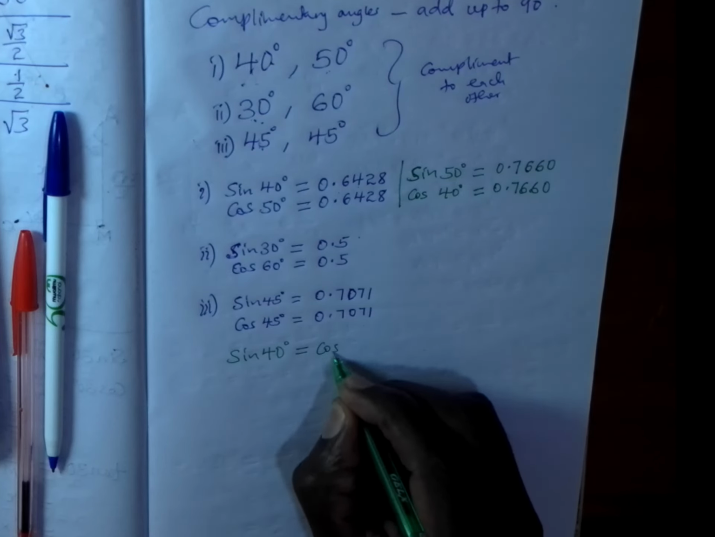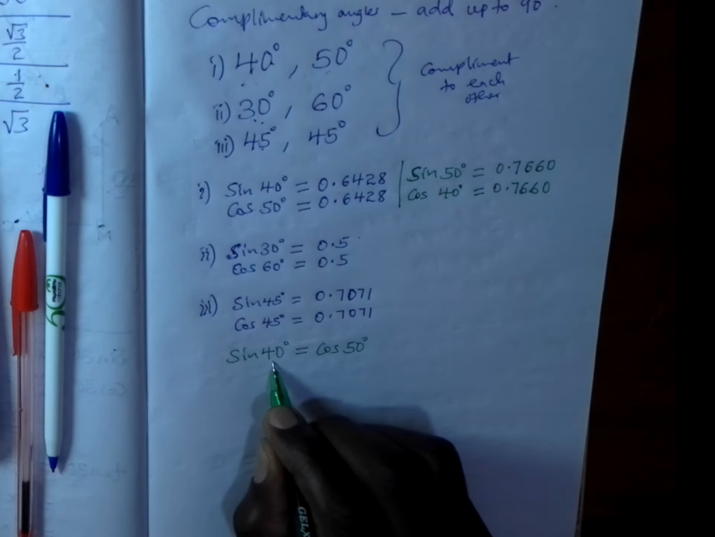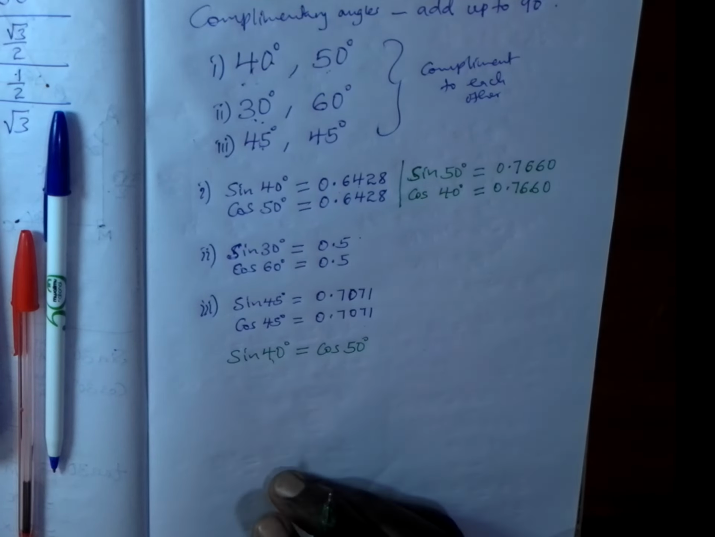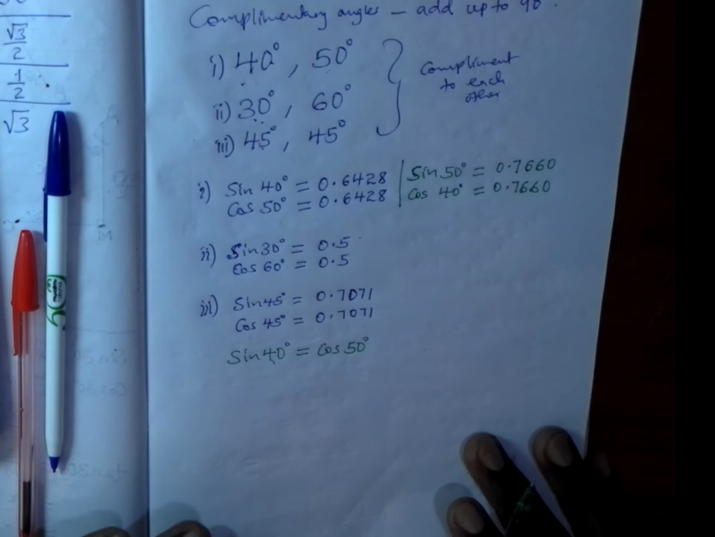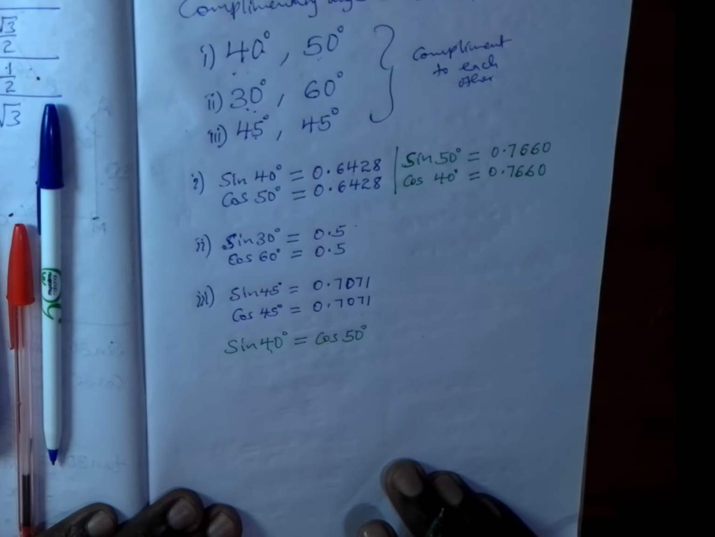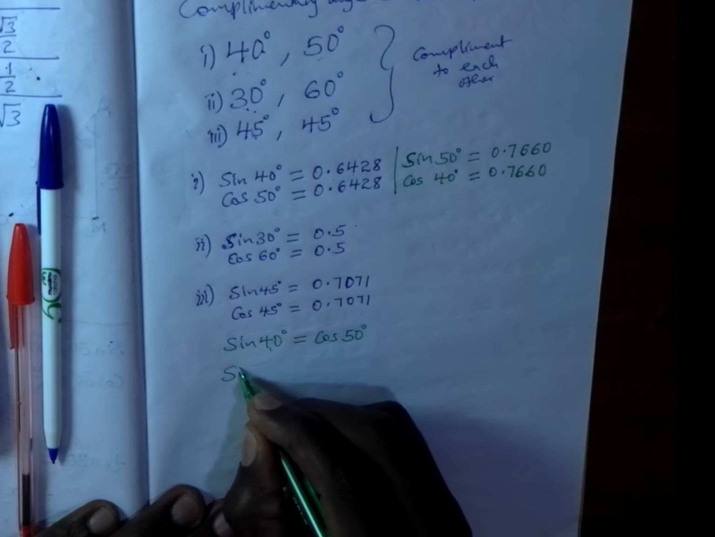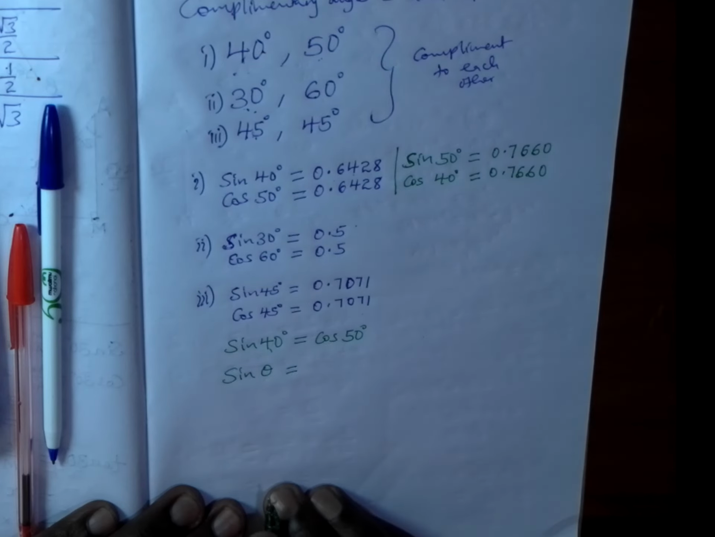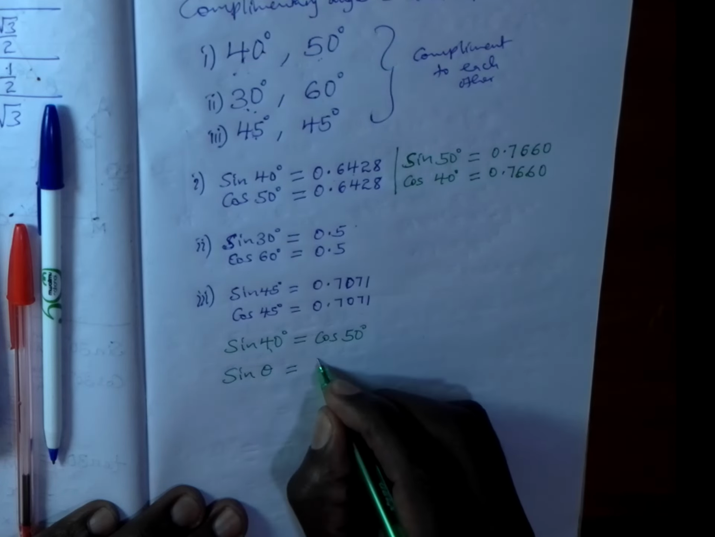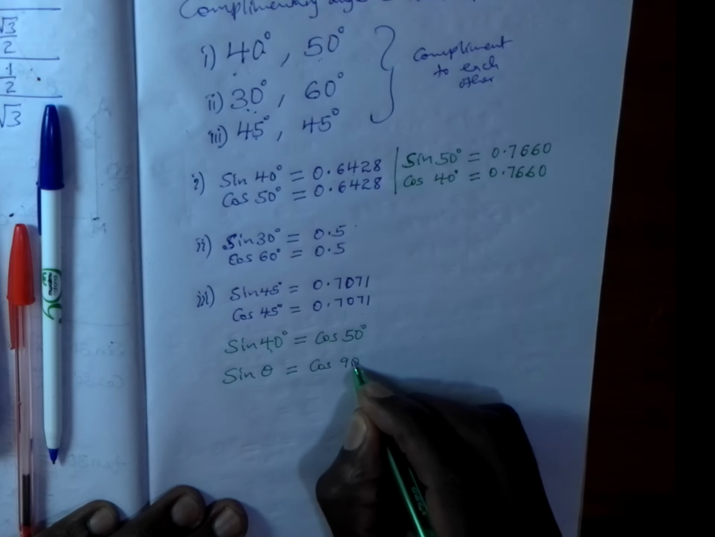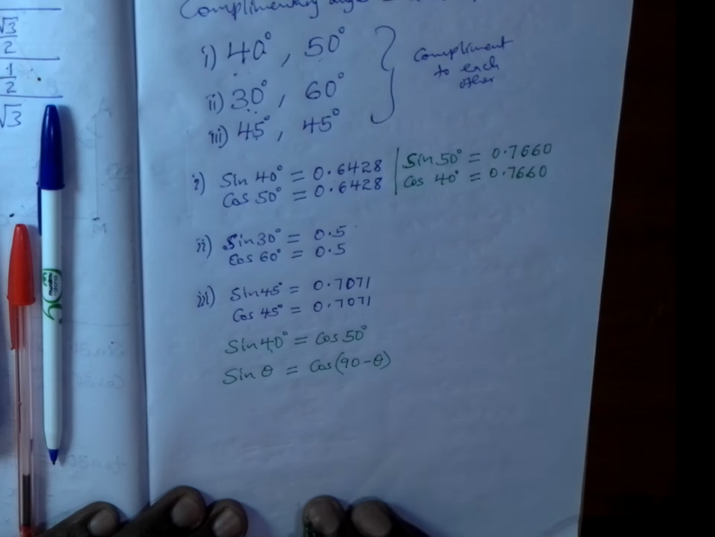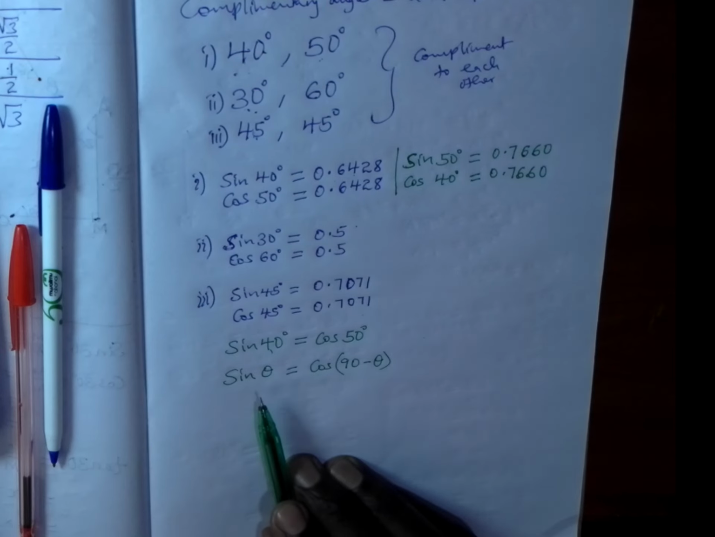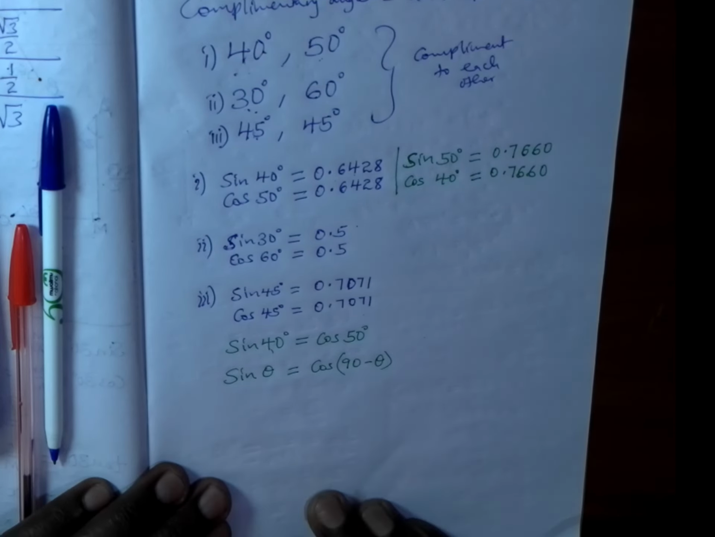So there's something here that we can conclude: if sine of 40 degrees is equal to cosine 50 degrees, and 40 plus 50, they are complementary angles, they add up to 90. If that is the case, that means sine of an angle theta will be equal to cosine of 90 minus theta degrees.